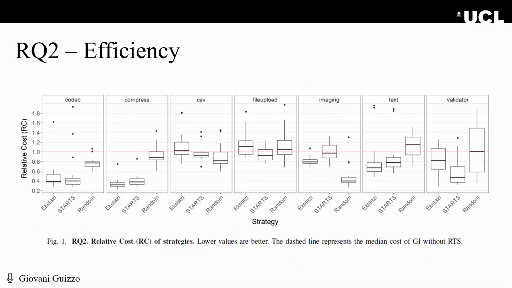This box plot shows the cost of each strategy over 20 runs. The red line represents the original cost. Any value above this line means that the cost of this strategy is higher than using no strategy at all, whereas values under this line represent cost savings. In summary, GI with Ekstazi costs on average only 79% of the original cost, a reduction of 21% in running time, whereas STARTS was able to reduce it by 22%.